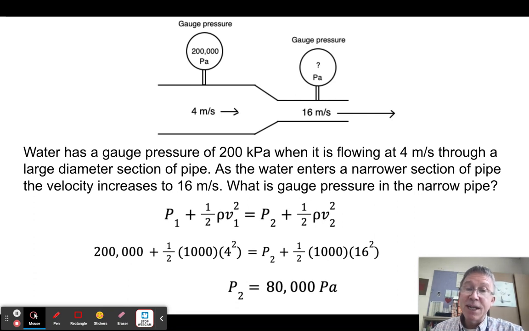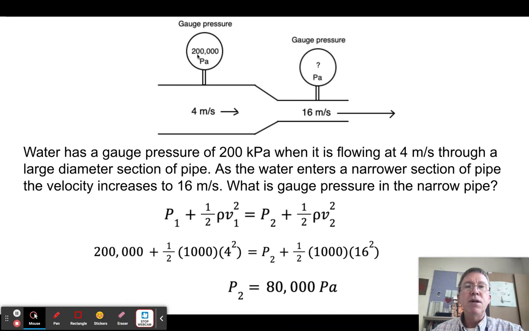And I have to be in kilograms and cubic meters because I'm going to be talking about meters per second squared, okay? So it was traveling at 4, so I put 4 squared equals P2. Same thing here. And when I solve this, I'll get 80,000 pascals.